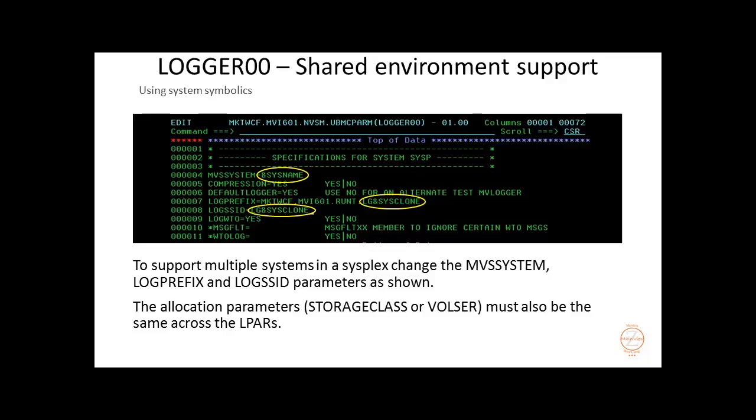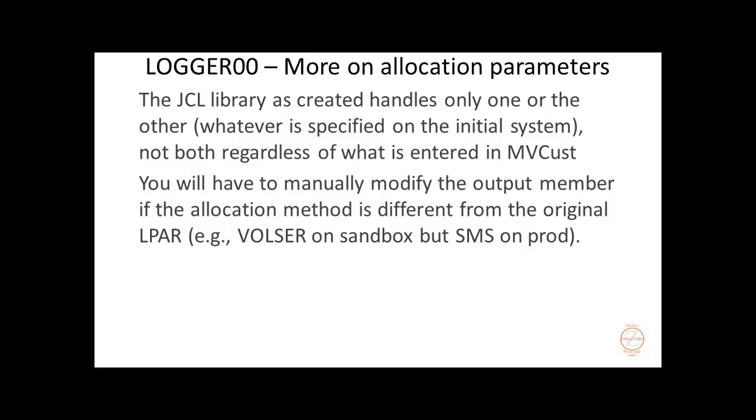The manual modifications to the Logger 00 member to support multiple LPARs in a single Logger parameter member are shown here. The Logger 00 member is created from the skeleton member in the JCL library. This member will have either the SMS or Valseer version of the parameters, whichever is specified for the initial LPAR where OSI is executed. If different parameters are required on some of the LPARs, the parameters will need to be changed manually.